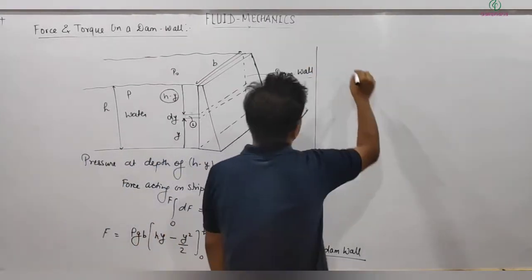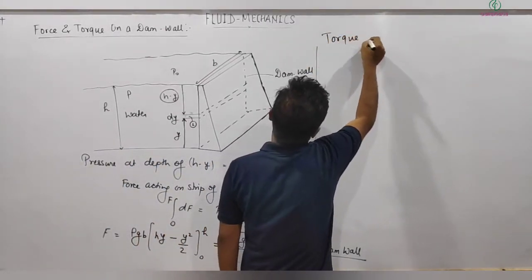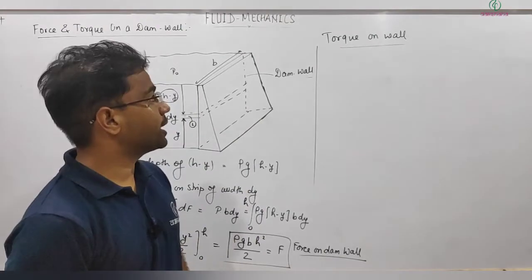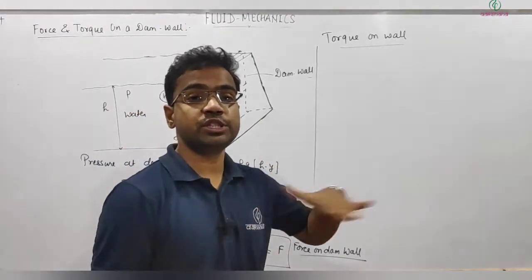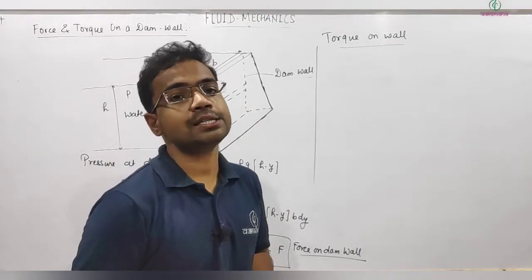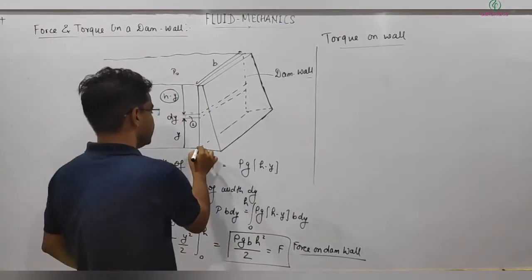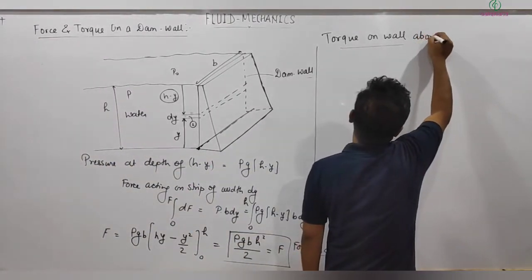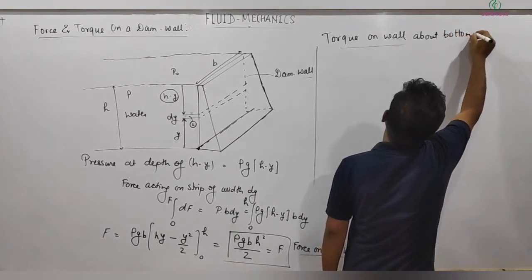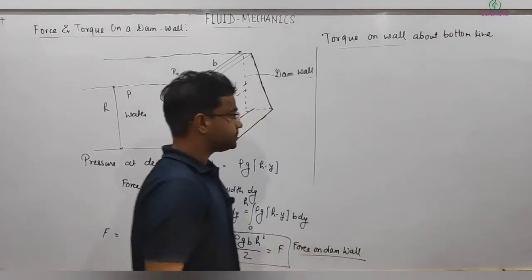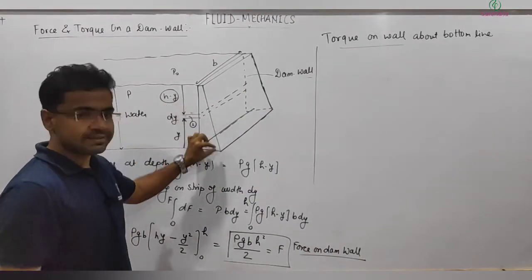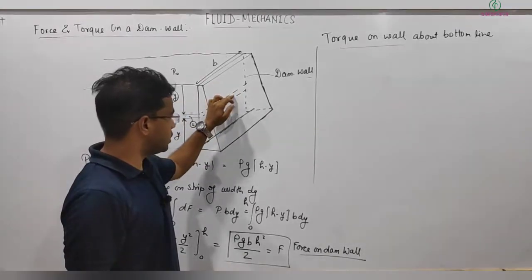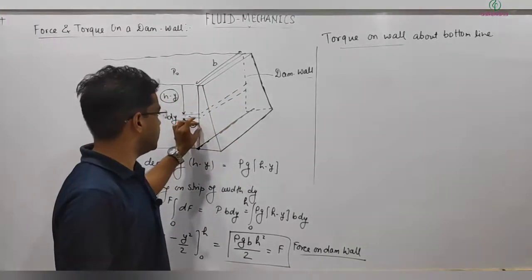Similarly, if torque is asked, the point about torque is that we must define about which point or line we are interested in calculating the torque. So let me say the torque on the wall about the bottom line. Again, because the force is variable, if I take the force at this point, the torque due to this element about the bottom line will be different from that of any other element.